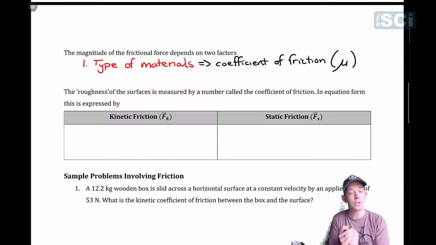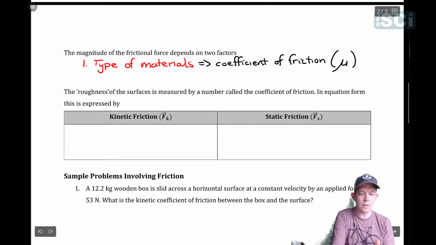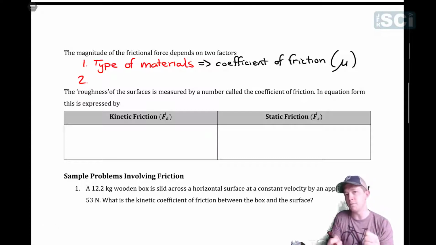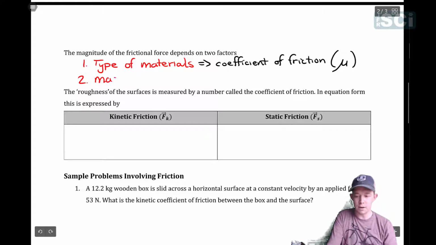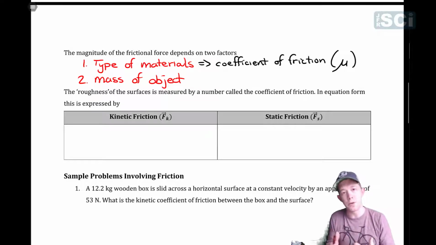And there's coefficients of friction for static objects, so the objects are not moving, as well as coefficients of friction for motion, when the object starts to move. Okay, so another thing that might cause the frictional forces to change would be the mass of the object. So the mass of our object definitely will influence the amount of friction available.